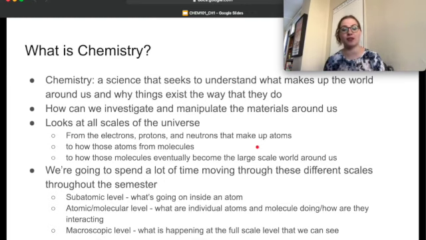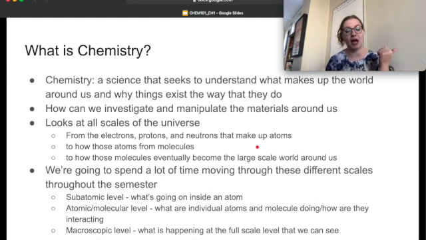You'll hear me talk about the subatomic scale or the subatomic level. So what's going on inside an atom? That would be, again, electrons, protons, and neutrons. What is happening to those as they're making up an atom? Or maybe we're transferring an electron or something like that.